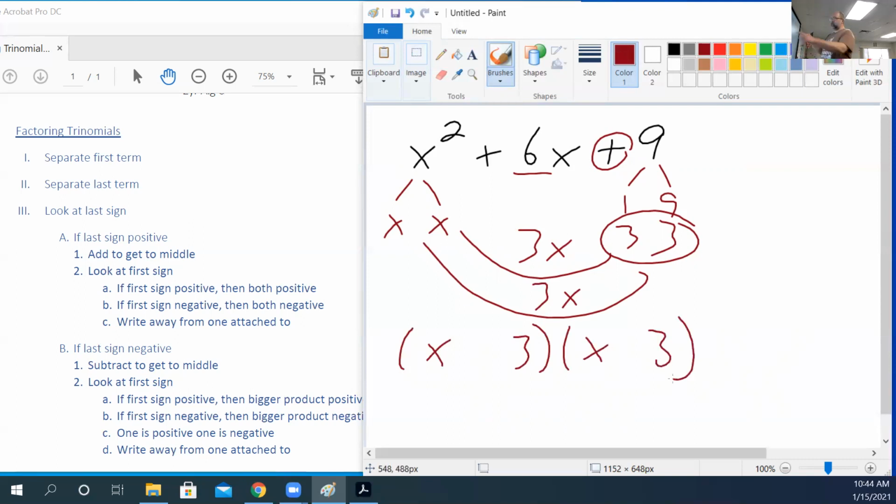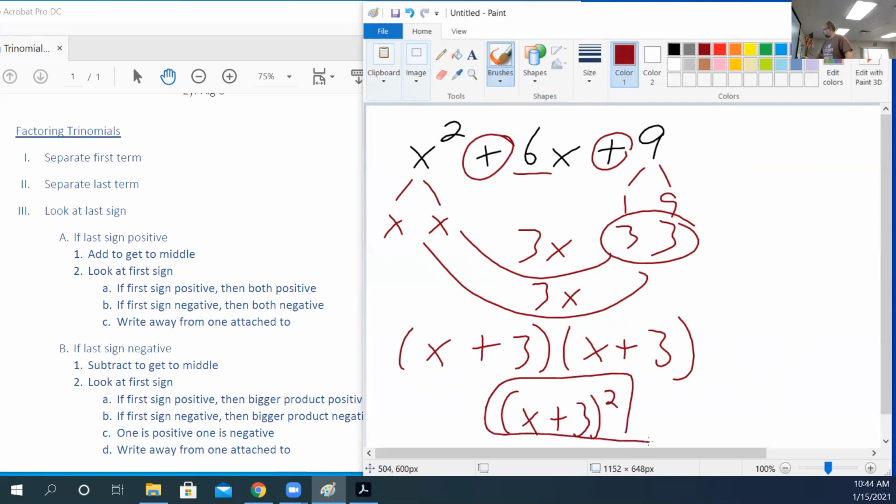All right, and we're under group A, and then we see, under group A, first sign's positive. They're both positive, and therefore, well, we can collapse them down into a single parentheses because it is a perfect square.